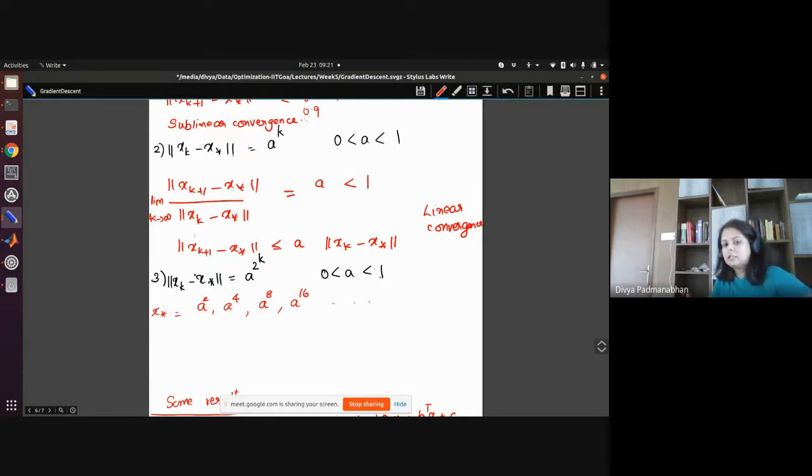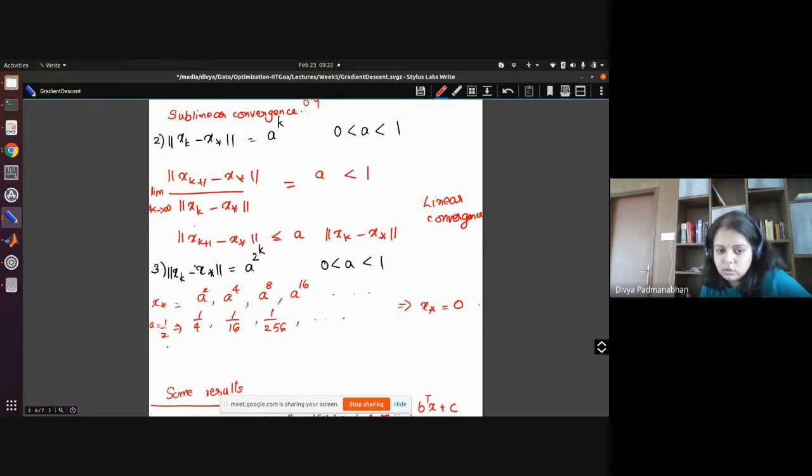And A is strictly less than 1. So suppose A is half, you'll get 1/4, then 1/16, then 2 power 8, so this is 1/256. Something like this. So this also converges to 0. Now if you try to compute, xk minus x star is A power 2 power k.